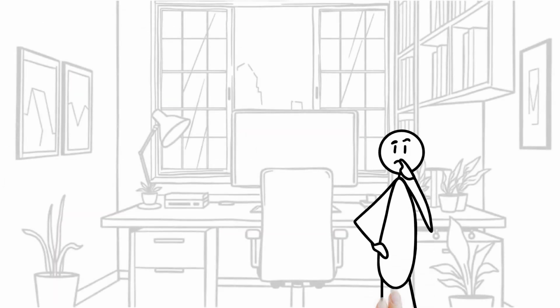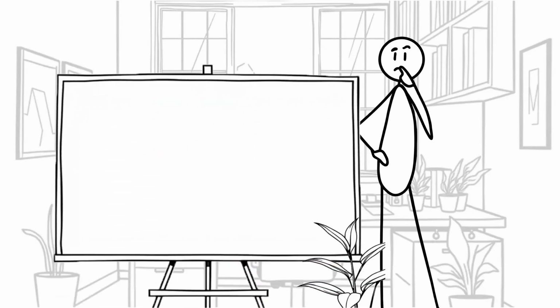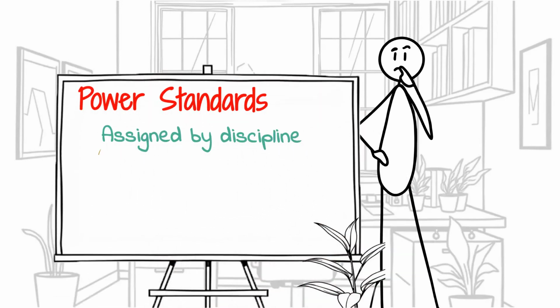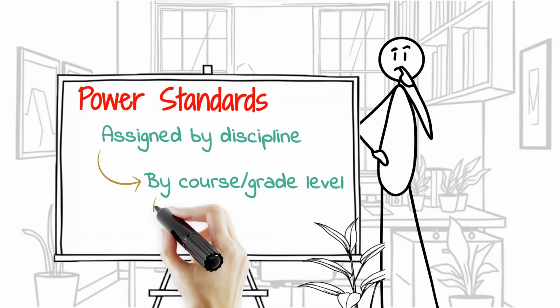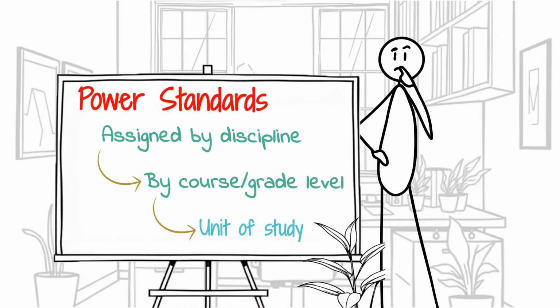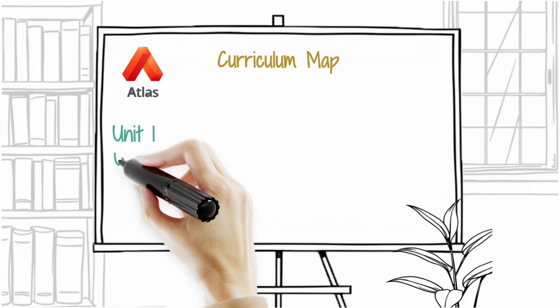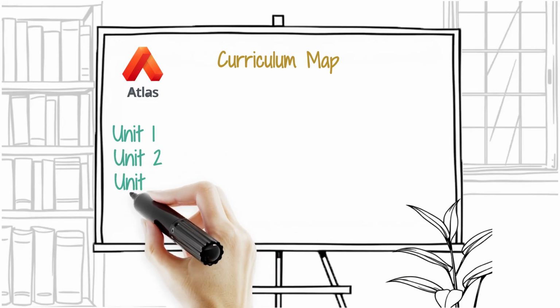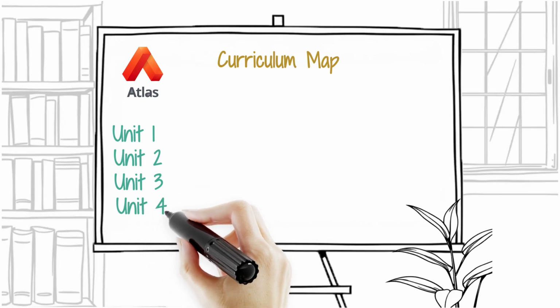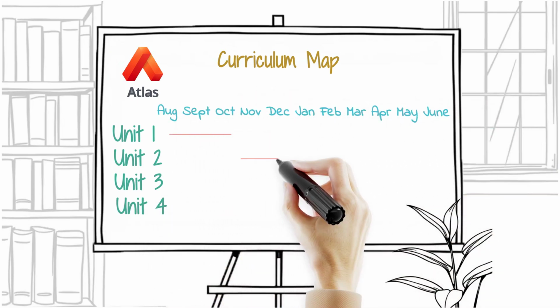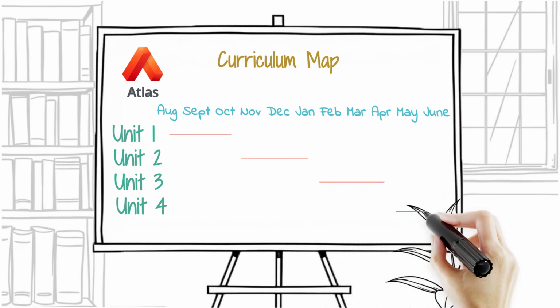As explained in the previous video, ACS's adopted power standards are assigned by discipline and then by course or grade level. From here, courses are designed with these power standards in mind and further broken down into units of study. In Atlas, teachers can explore a curriculum map in which they see an overview of all of the units of study in that particular course. Then they can drill into each unit to see which power standards are assigned. Some power standards may appear in a single unit, while others may span multiple units.